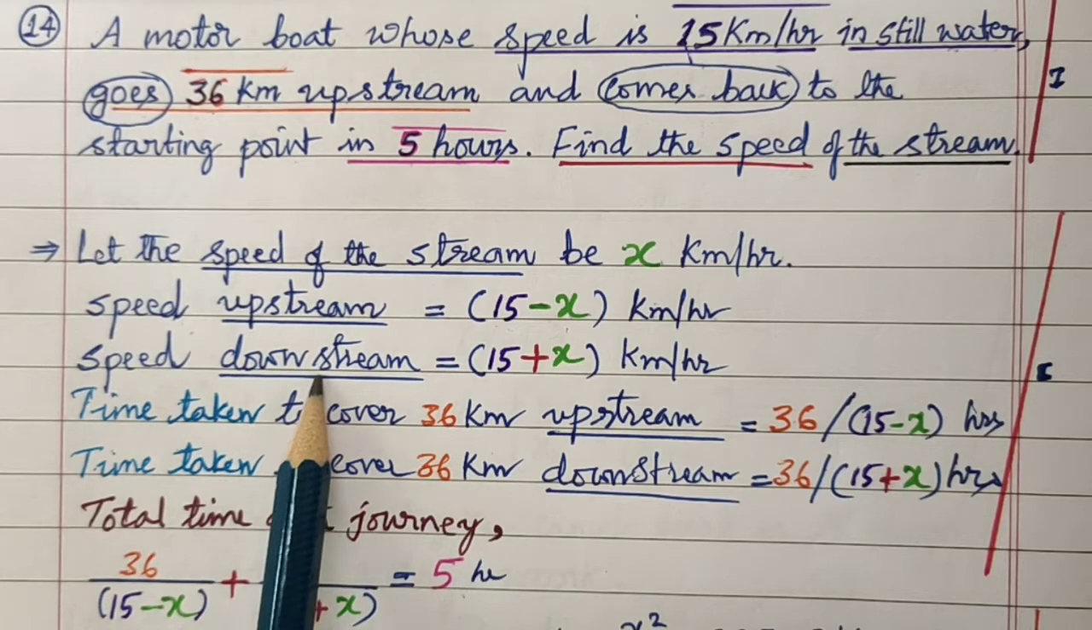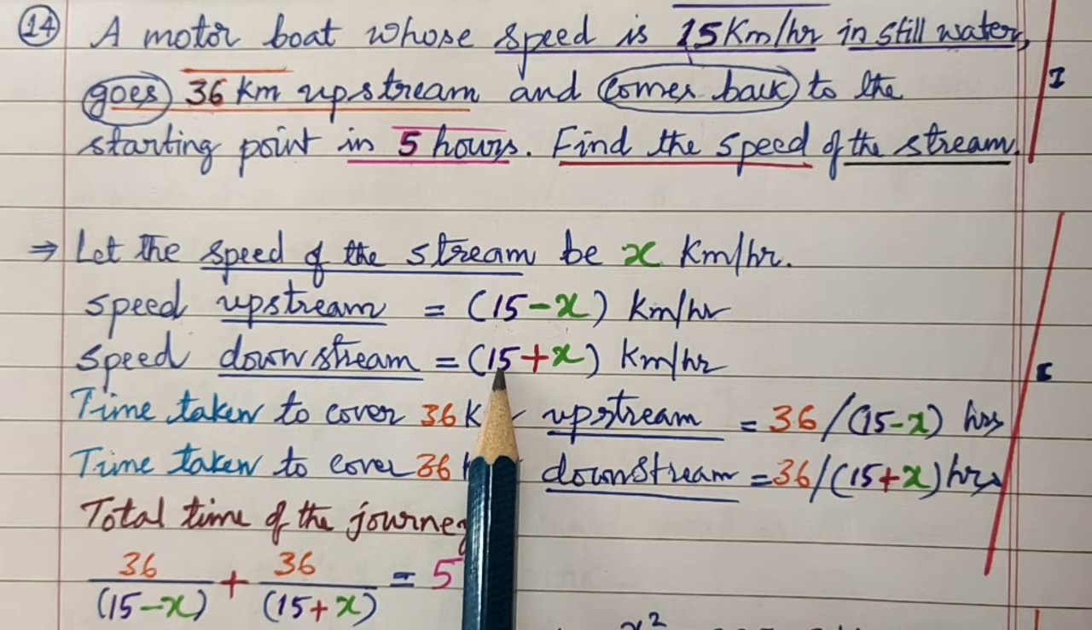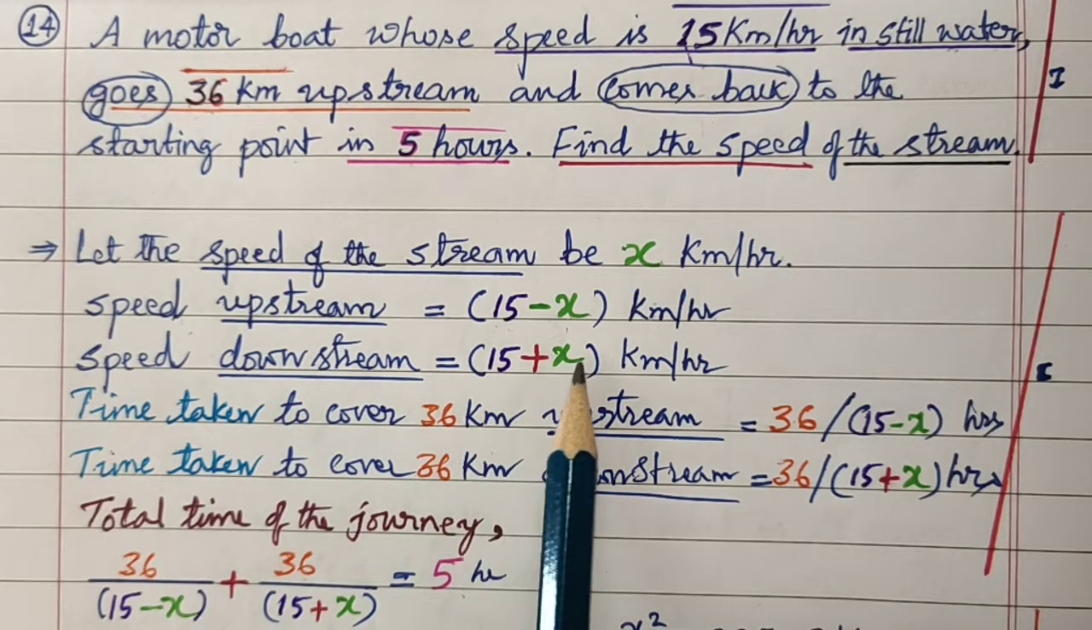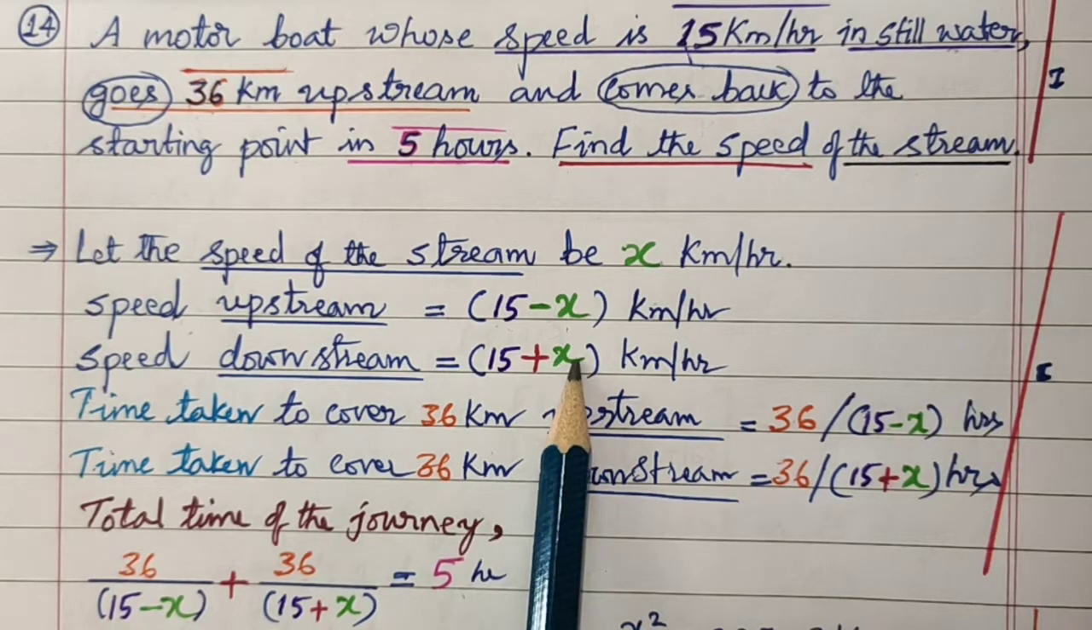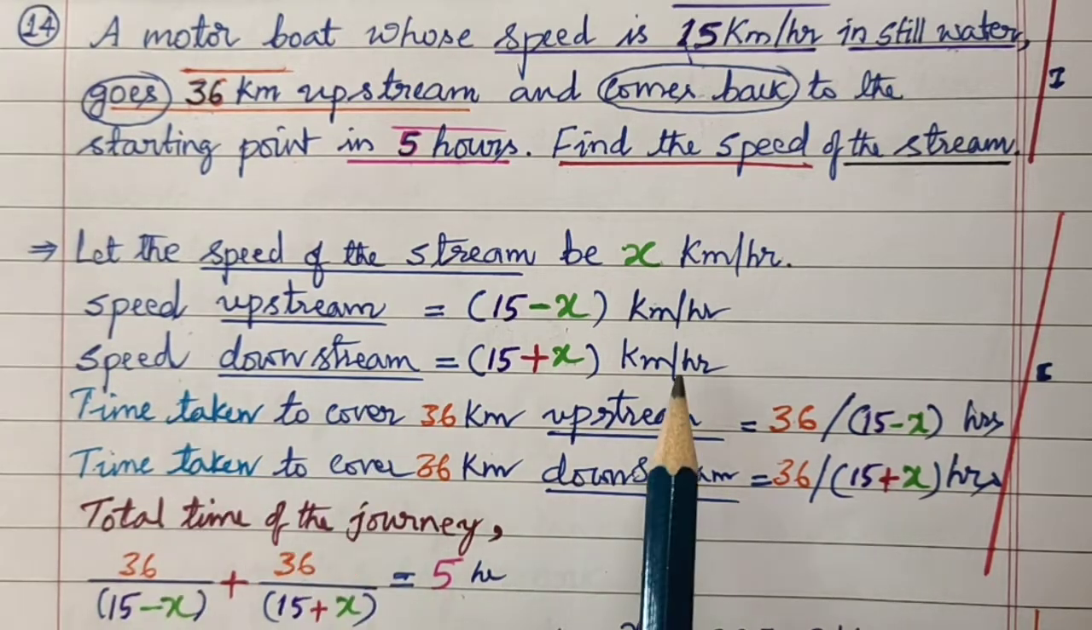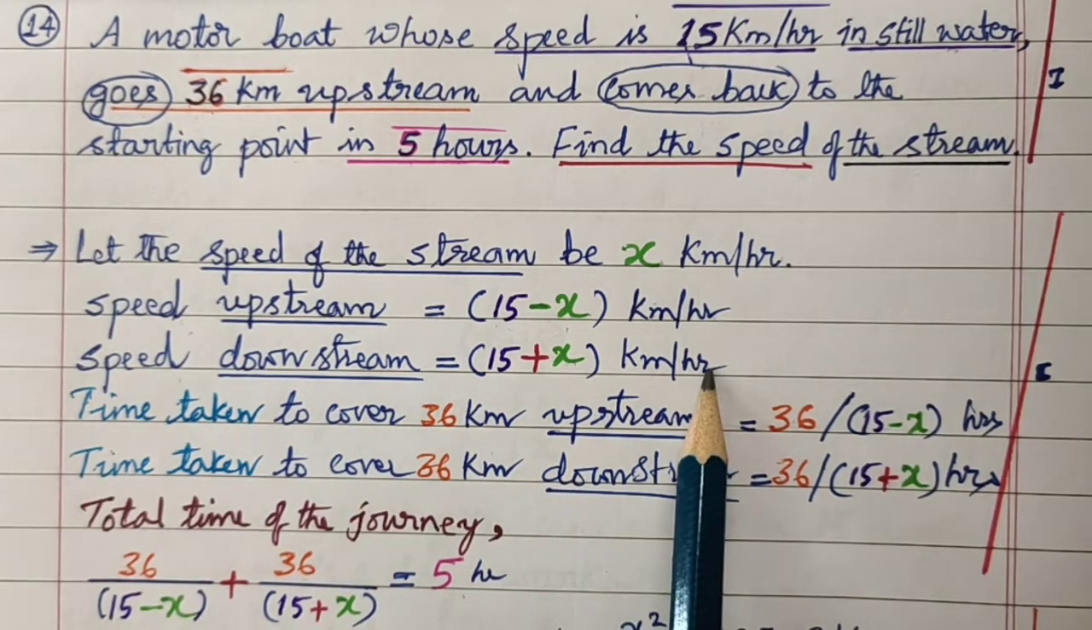The speed downstream. The boat is traveling at 15 kilometers per hour and the stream is also flowing at the speed of x kilometer per hour. Then the speed downstream is going to be 15 plus x kilometer per hour.